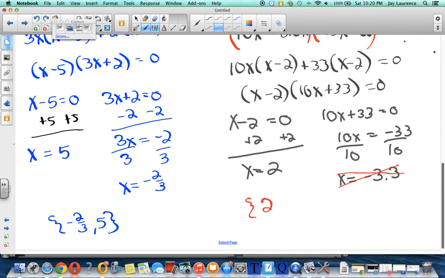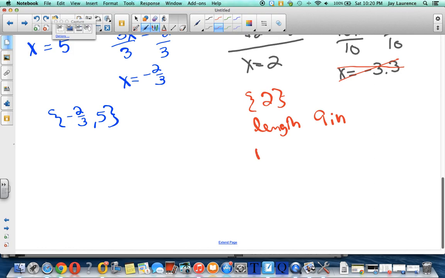So I know that my solution set is 2. And furthermore, I know that the length of the rectangle is going to be 9 inches, and the width will be 7 inches. And there you go.